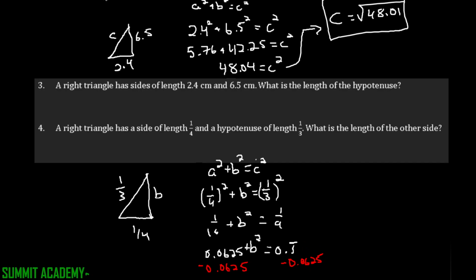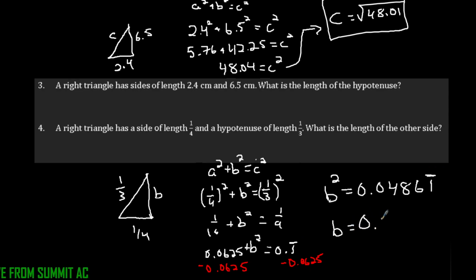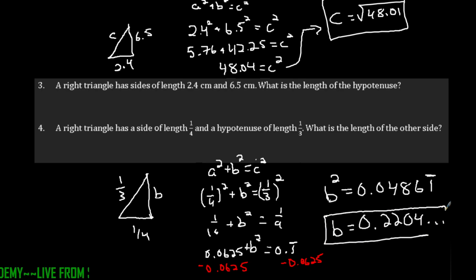And we can say that B squared is going to be equal to 0.0486 with the 1 repeating. And we're going to take the square root, so B is going to be equal to 2204 with numbers after it. As long as you have those first few decimal places, I'm good.